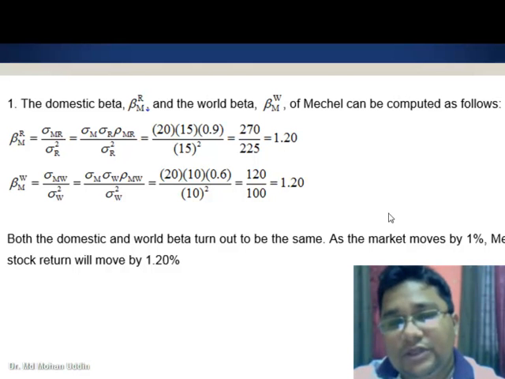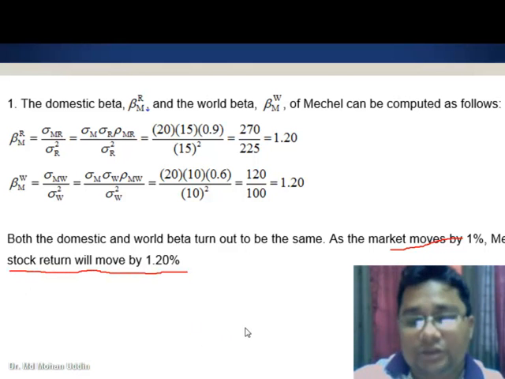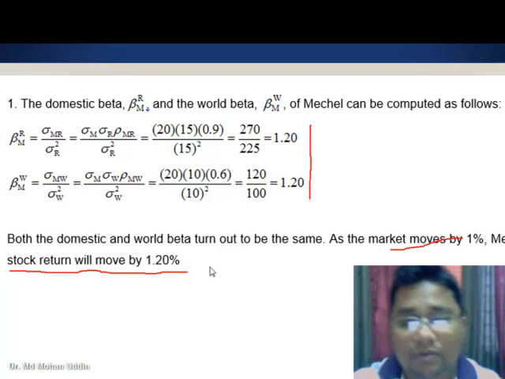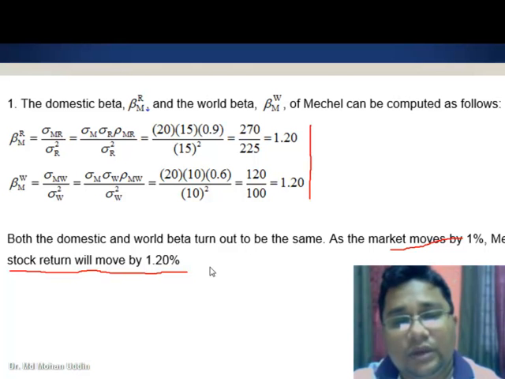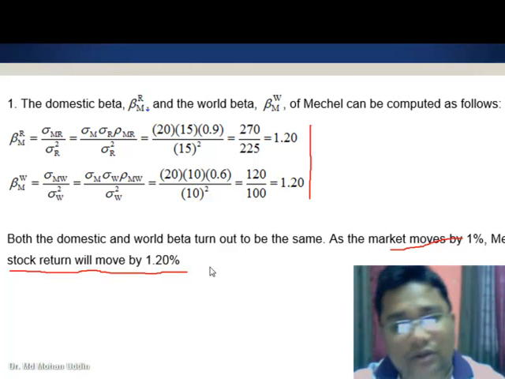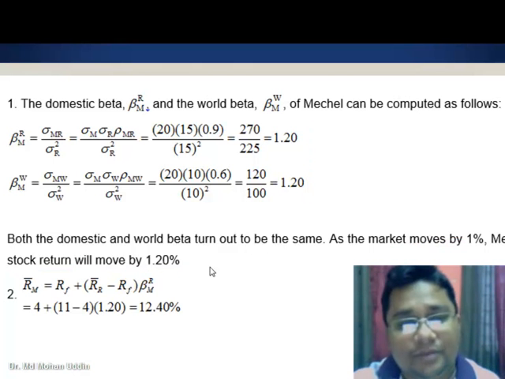Okay, the explanation is, if the market moves by 1%, then Michel's stock return will move by 1.2%. This is the explanation of beta, and we do not need two explanations because we have the same beta for the domestic market and the world market. So no matter whether the market return of Russia or the market return of the world moves by 1%, Michel's stock return will always move by 1.2%.